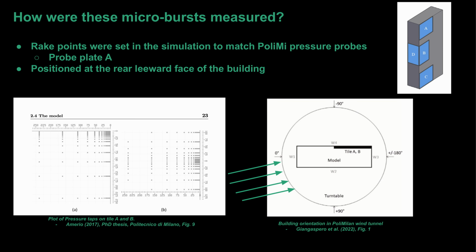So now you're asking, how did we measure these microbursts? We set up these wake points. So I set a tile, tile A, which is on the rear leeward face of the building, which you can see in the picture here, with the oncoming inflow at 10 degrees angle of attack. And the mapping of the wake points was matching the picture in the bottom left, where you can see each individual wake point used in both the experiment and in my simulation.